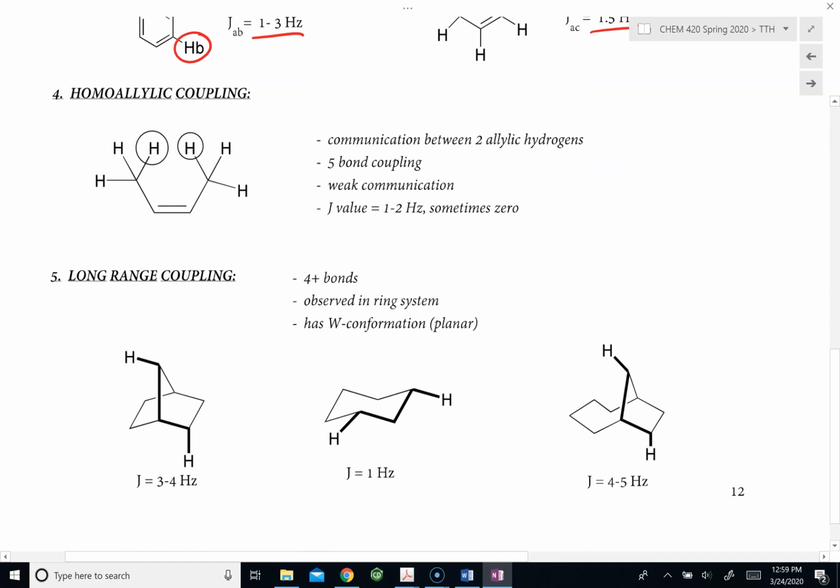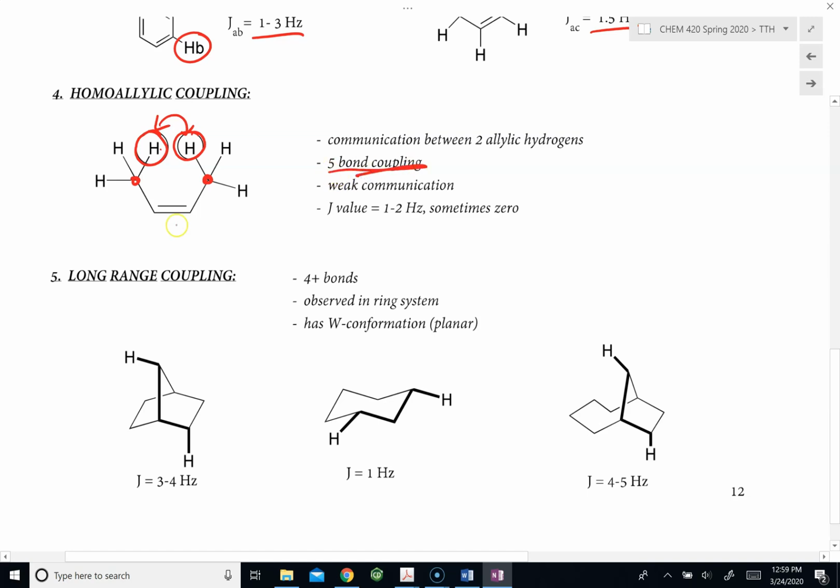And the next type of coupling is called the homoallylic coupling. The homoallylic coupling is basically when we have two allylic hydrogens that are communicating with each other. So this is an allylic carbon, and this is another allylic carbon with hydrogen on them. And these two hydrogens will be able to communicate with each other. In this case, it is up to 5 bonds.